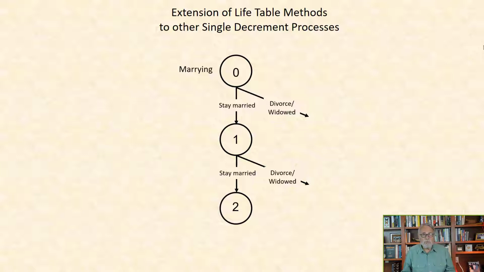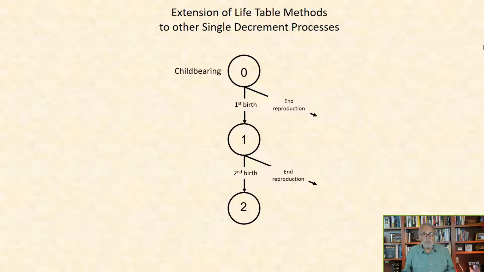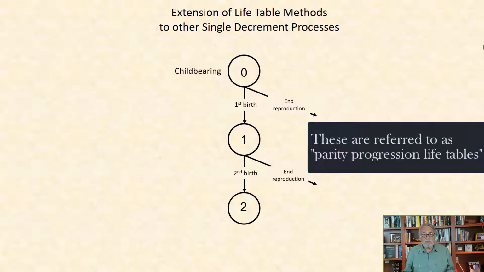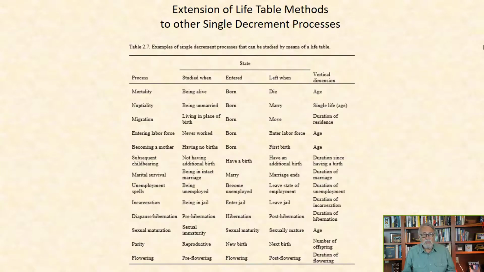A cohort of newlyweds transition forward either by staying married or exiting through either divorcing or becoming widowed. Likewise, life table methods can be applied to childbearing, in which the radix is a cohort of childless women. These women transition to their first birth, or they exit if they remain childless. Women who have one birth can then transition to a second birth or exit as a one-child mother, and so forth.